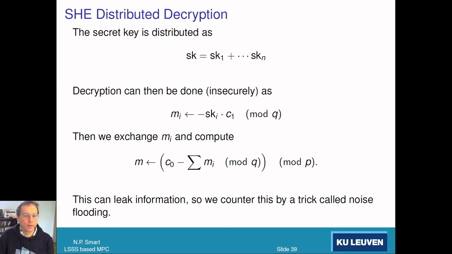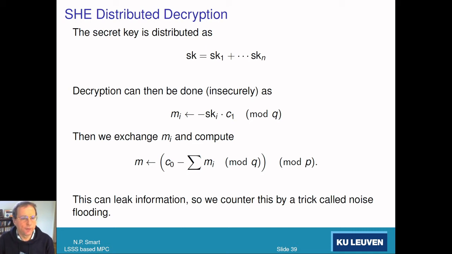Okay, so if we think the secret key is shared like this, then decryption can be done insecurely as follows. Each player just distributes this kind of partial decryption, which is minus SKI times C1, and then they exchange the MIs, and then they can produce the decryption like this.